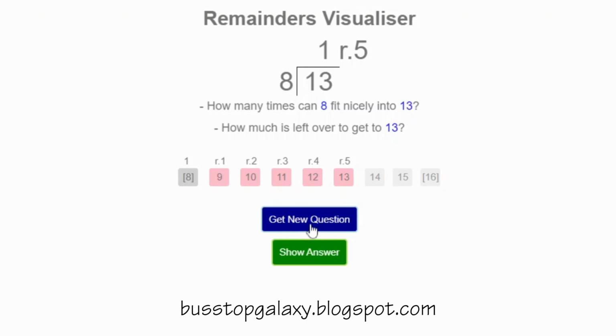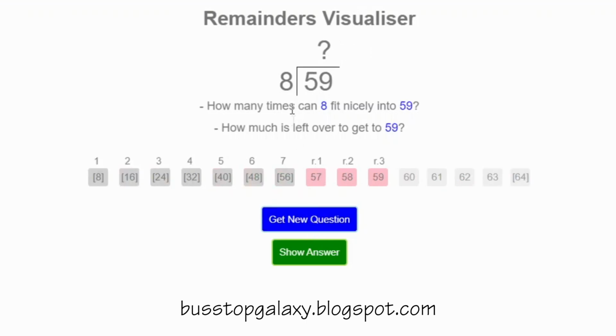So maybe we'll do 2 more of these then. So let's go to another question. How many times can 8 fit into 59? Or you could say 59 divided by 8. So if we do our 8 times table, 8, 16, 24, 32, 40, 48, 56. If we were to carry on to 64, that would be too many times. So it fits in 7 times, but then we need to get to our number, which is 59. We have 1, 2, 3 left over. So that would be 7 remainder 3, and you'd write it at the top.